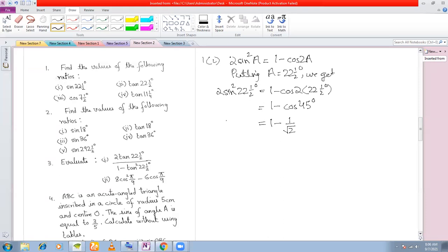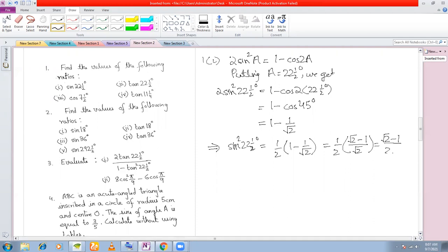So therefore you're getting 2 sine square 22 and a half degree is equal to 1 minus 1 by root 2. That means sine square 22 and a half degree is equal to half of 1 minus 1 by root 2. So you get half of root 2 minus 1 by root 2. Now if you multiply this in the denominator, you get root 2 minus 1 by 2 root 2.